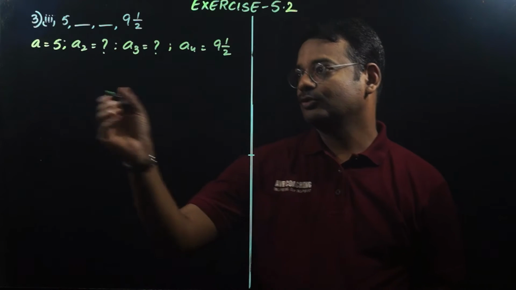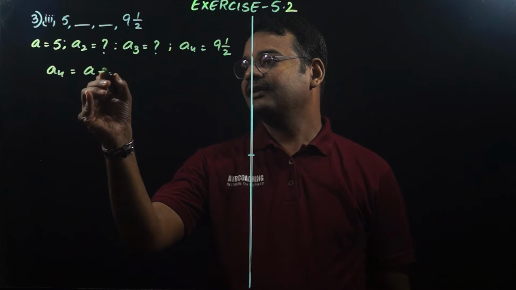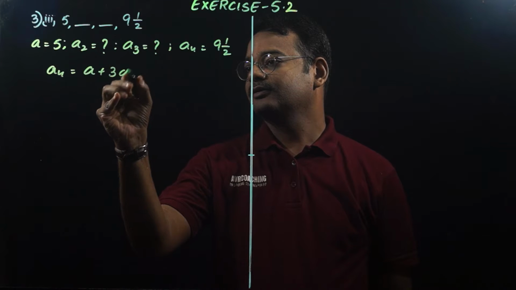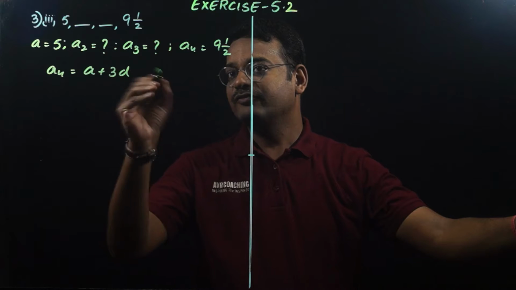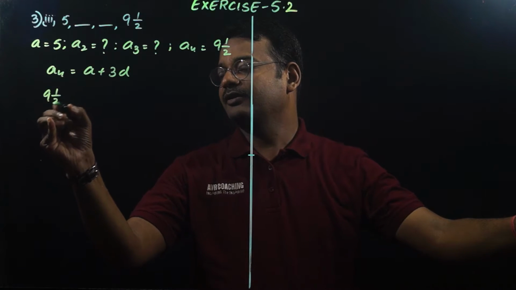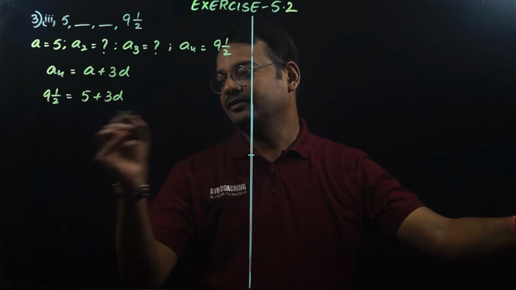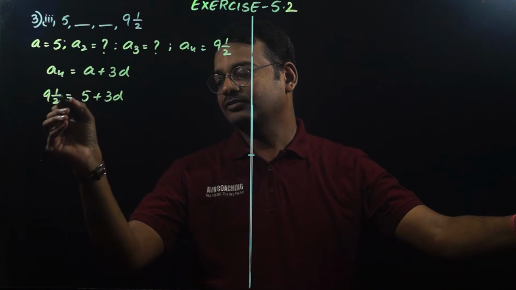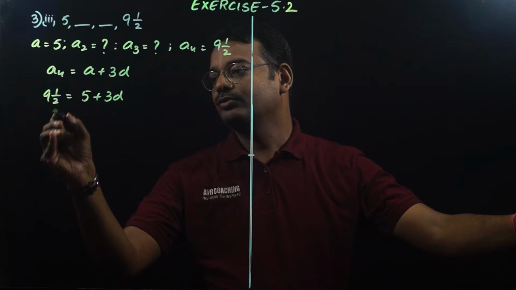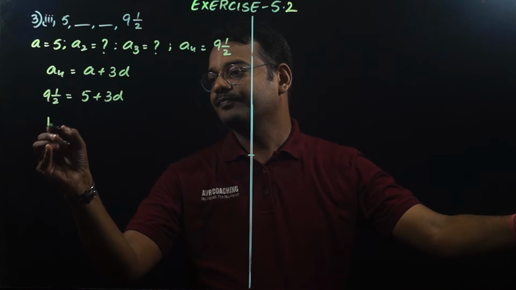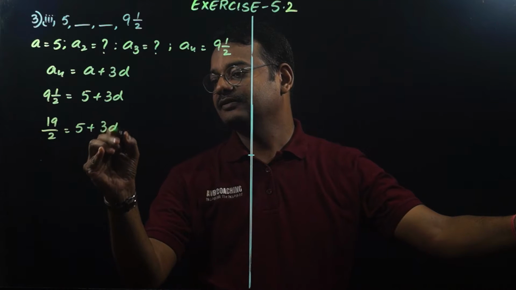A4 is equal to A plus 3D. The formula for A4 is A plus 3D, where D is the common difference. So A4 is given as 9, 1 by 2, and A is 5 plus 3D. Now this is a mixed fraction, so we will convert it into an improper fraction, which is 9 2s are 18 plus 1, 19 by 2, equal to 5 plus 3D.